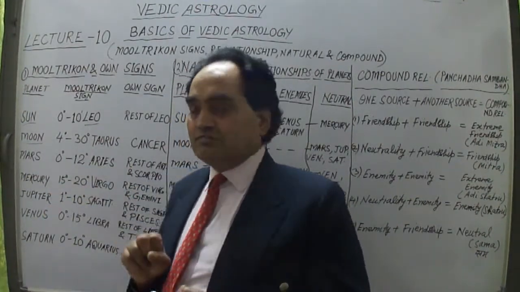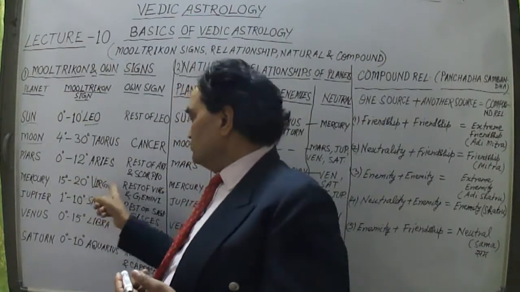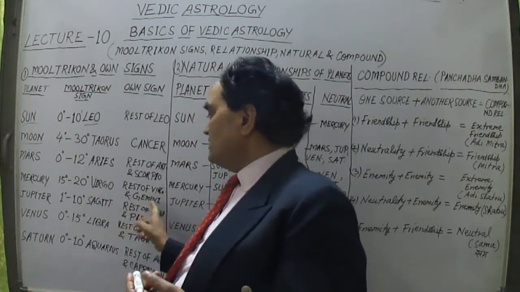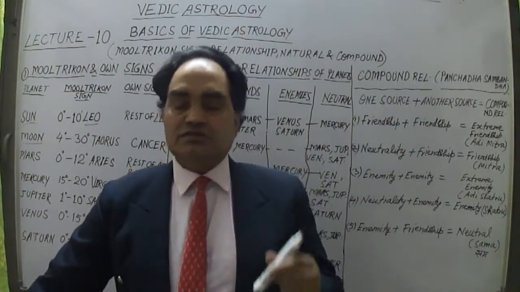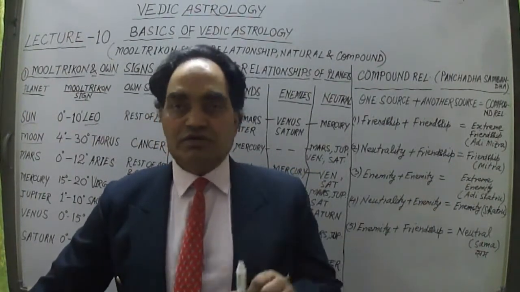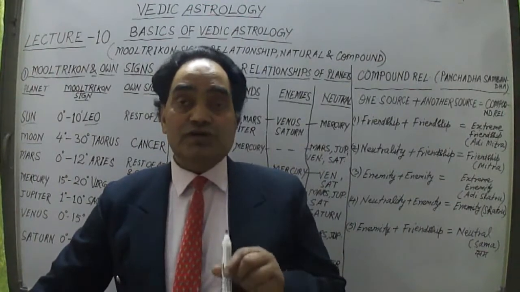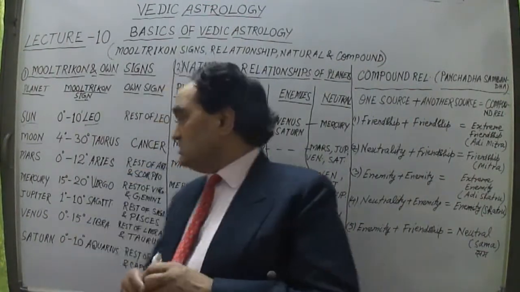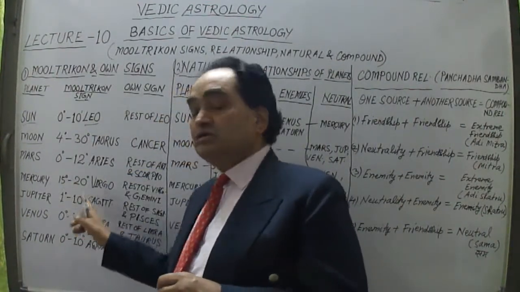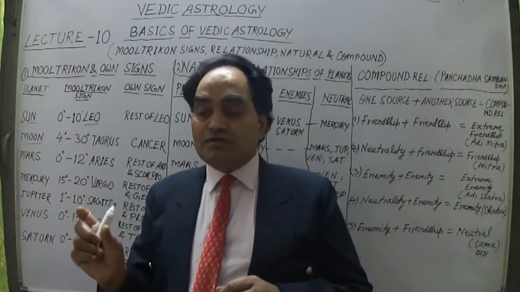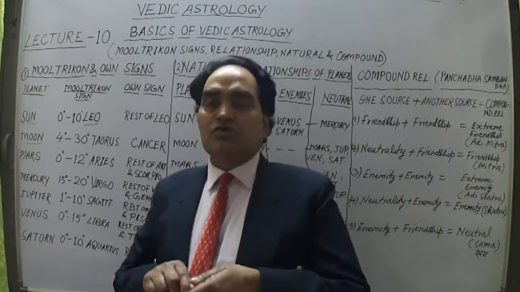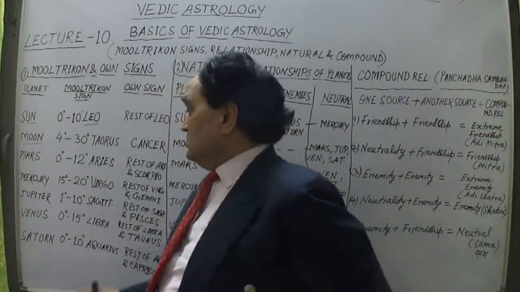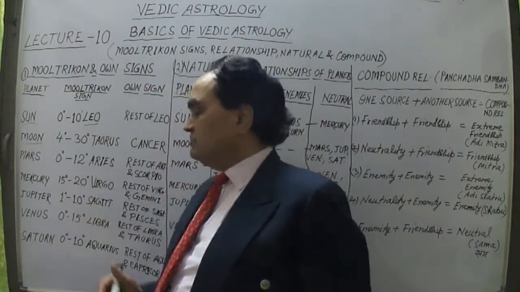Mercury's own sign is the remaining portion of Virgo, and Gemini. As I told you, the 3rd and 6th signs are ruled by Mercury. But Mercury is more active, with its Mooltrikon sign, in 15 degrees to 20 degrees. The Mooltrikon is only for 5 degrees. Mercury is more active there and gives better, or you may say the best, results. So this is the Virgo sign, right?